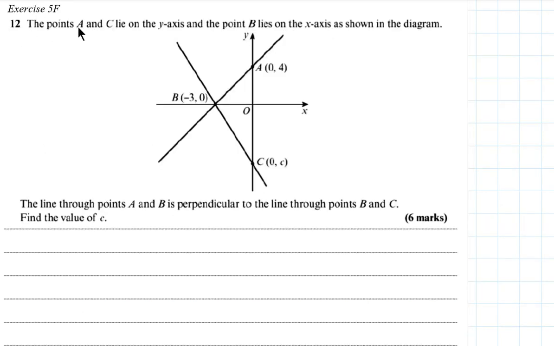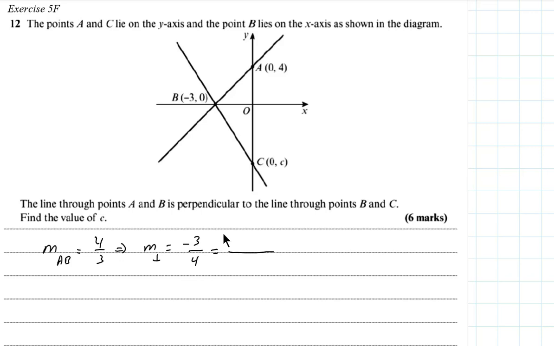This question is from exercise 5F. The points A and C are on the y-axis and the point B lies on the x-axis. The line through points A and B is perpendicular to the line through B and C. Find the value of c here. The gradient of AB should be the vertical over the horizontal, which is 4 over 3. And so, of course, the gradient of BC, which is perpendicular to it, is minus 3 over 4.